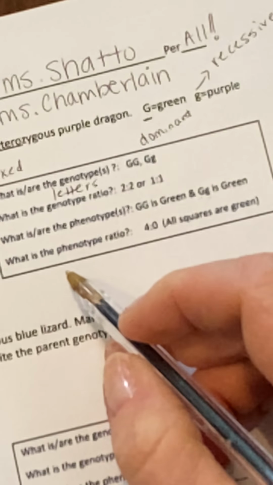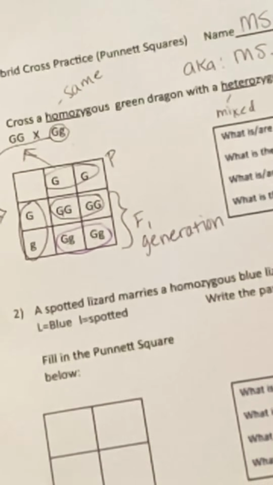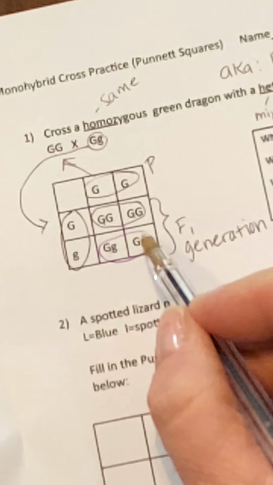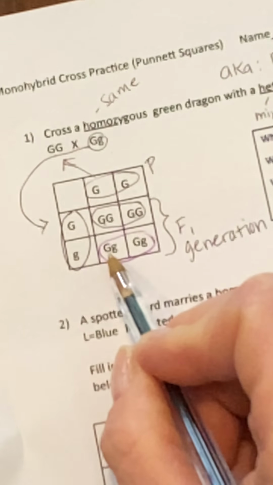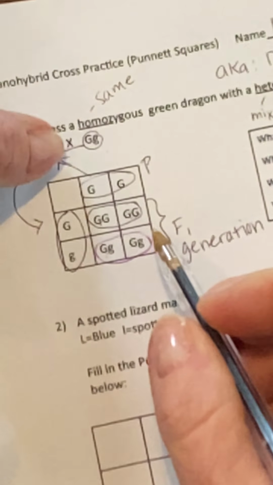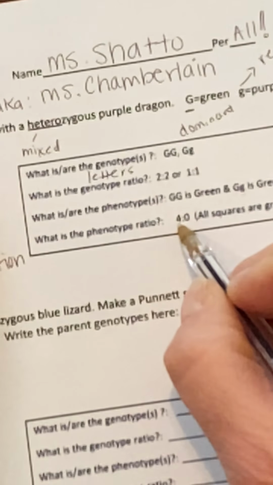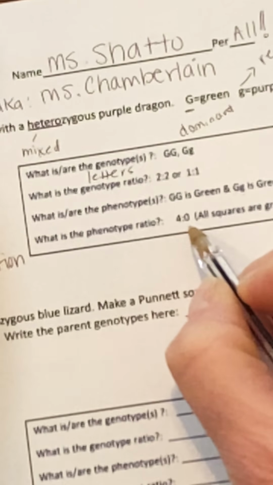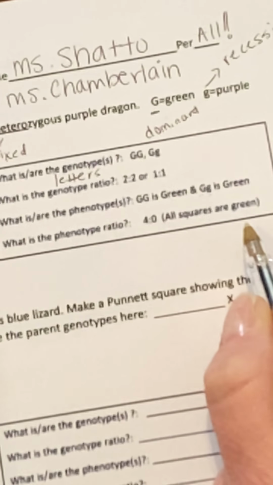And then what is the phenotype ratio? Well, let's go look back at our Punnett Square. All of the squares here, this is green, this is green. We just said that this was green, so this is green too. So that means that all 4 of these are green. So when we write it here, we're going to write 4 for our green phenotype. And are there any other phenotypes? Nope. So we just put a 0. So it's 4 to 0. All the squares are green.